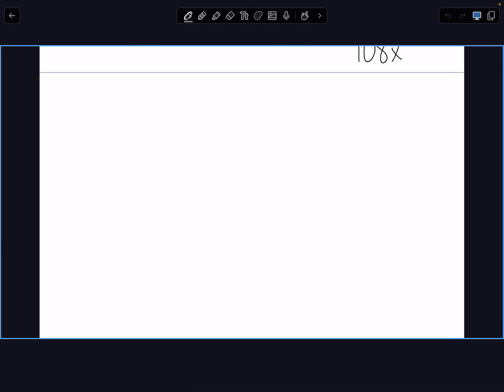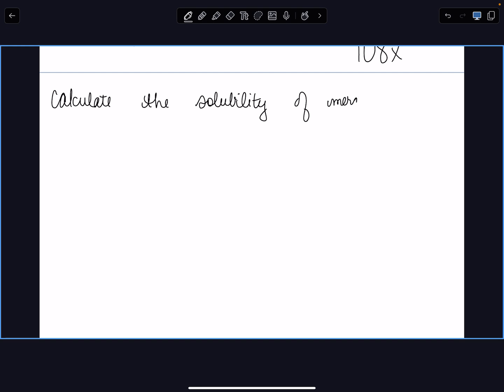Could you calculate the solubility of mercury 2 sulfide? This is taking a half a step back. We did this last time. Talk to me about how to solve it.